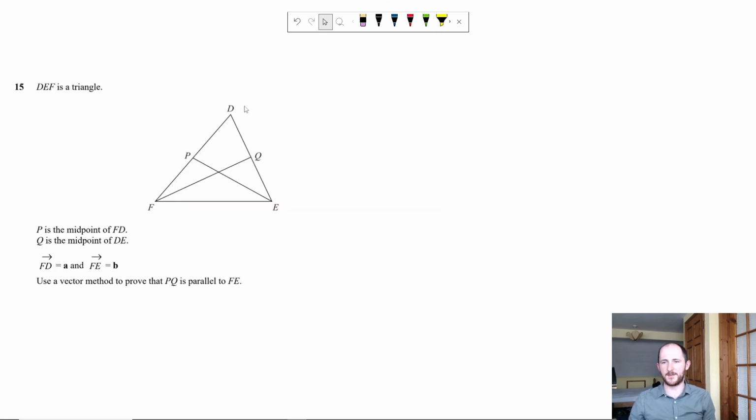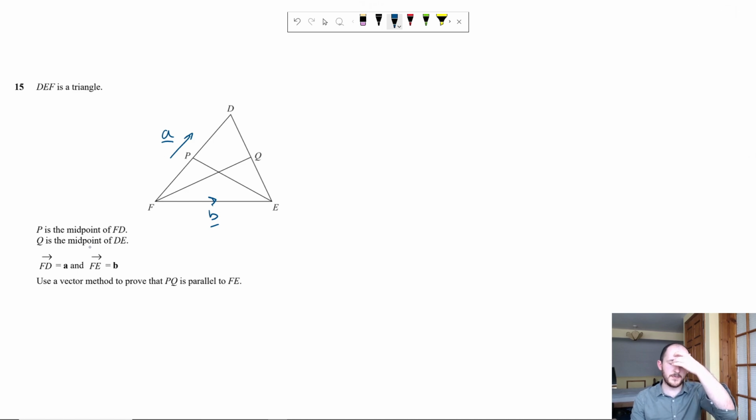Hey, look, it's vectors, everyone's least favourite topic, I think. Except mine, I love this topic. DEF is a triangle. P is the midpoint of FD, and Q is the midpoint of DE. And we have FD is equal to A, so the first thing I would actually start doing is labelling up this diagram. And FE is B, so this thing here is B.